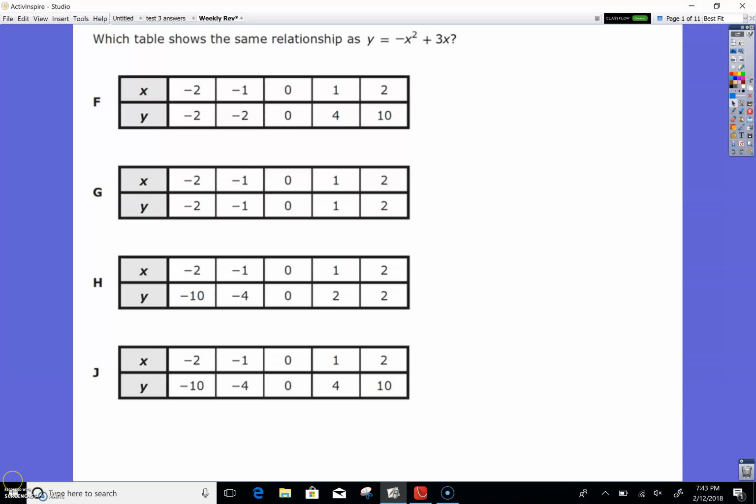Okay, this is weekly review 1. Okay, what mainly you do with most of these problems is their representation problems. So anytime they give you an equation, be happy because you get to just put it in your calculator and look for your answers. So that's what we're going to do. Put that in your calculator.